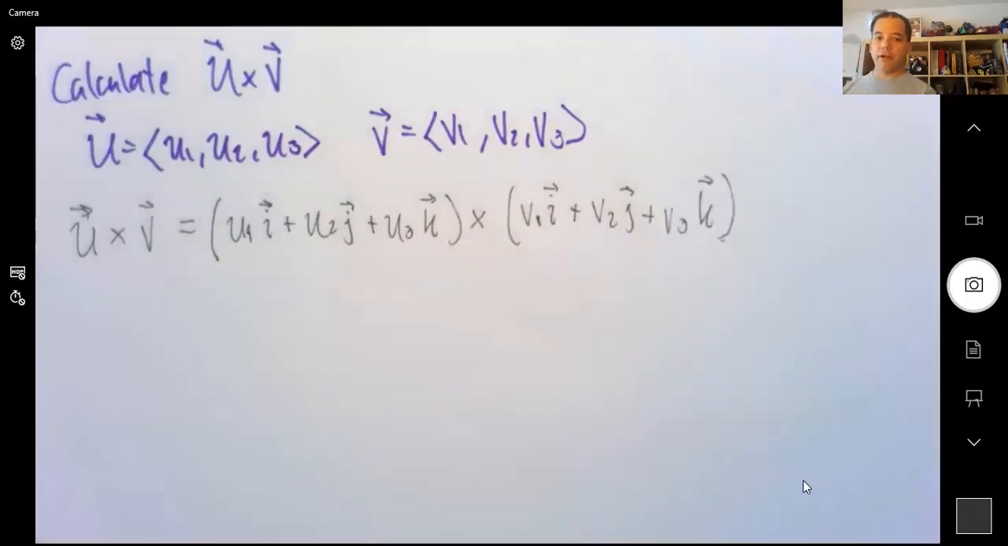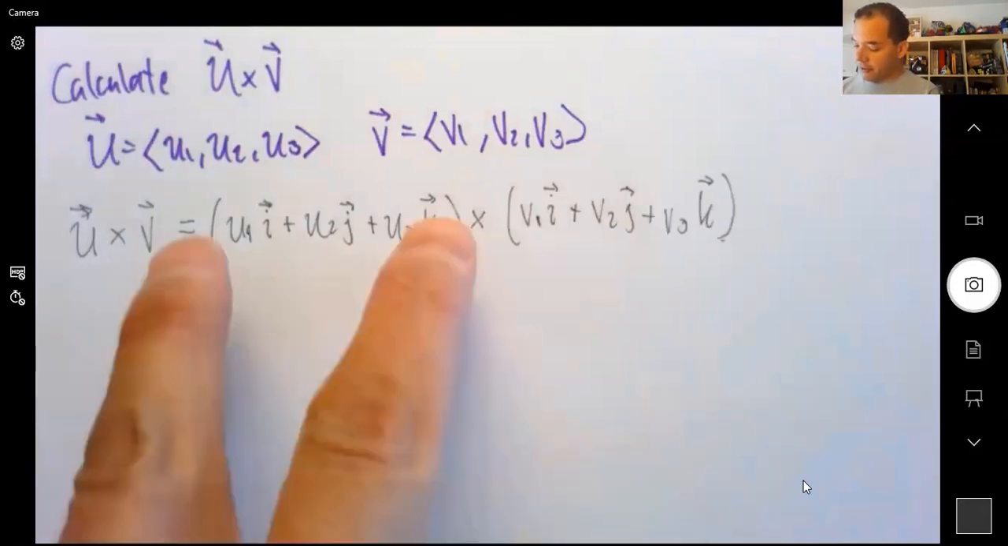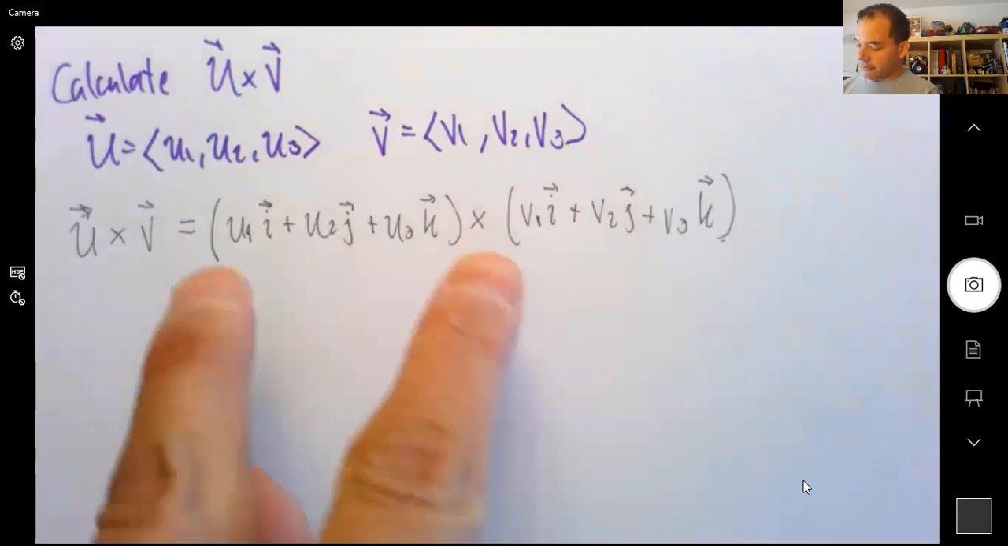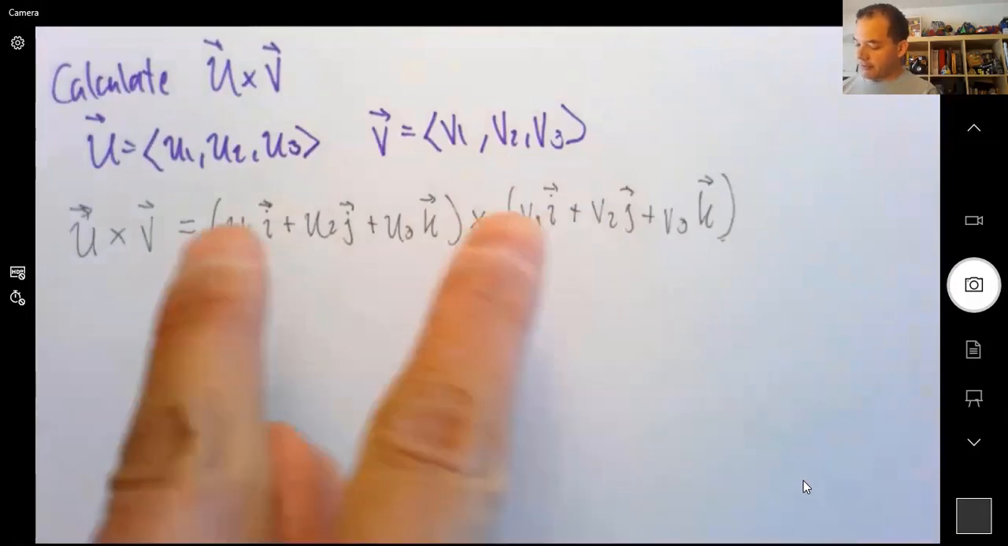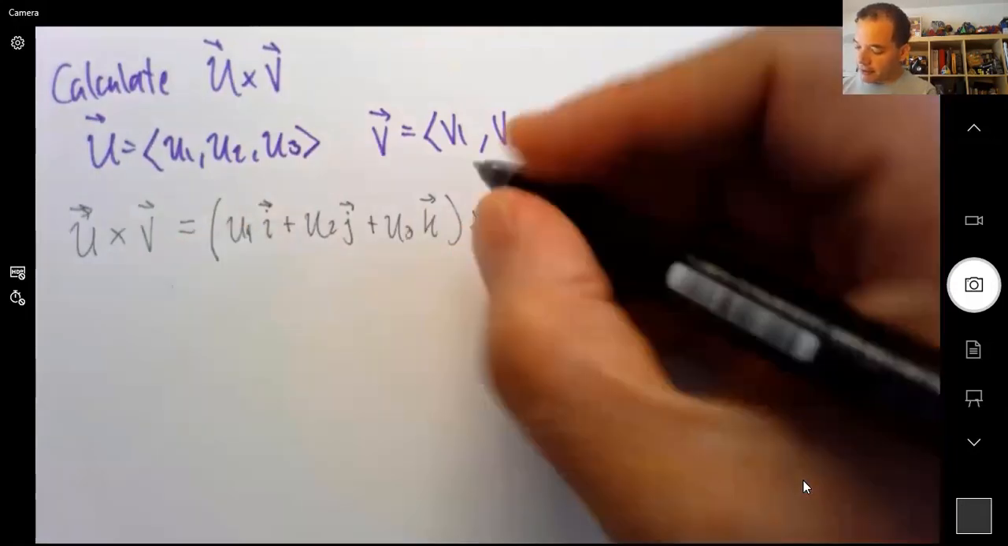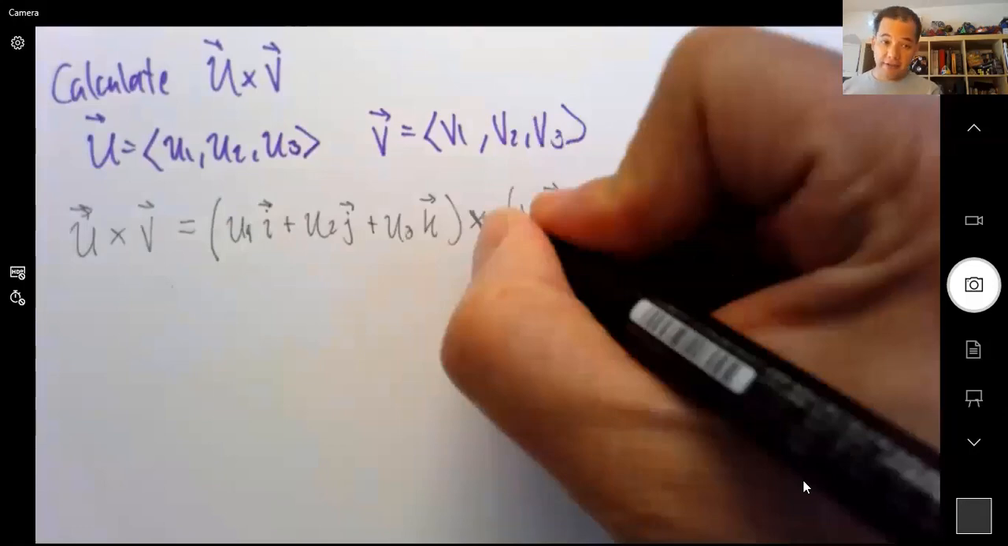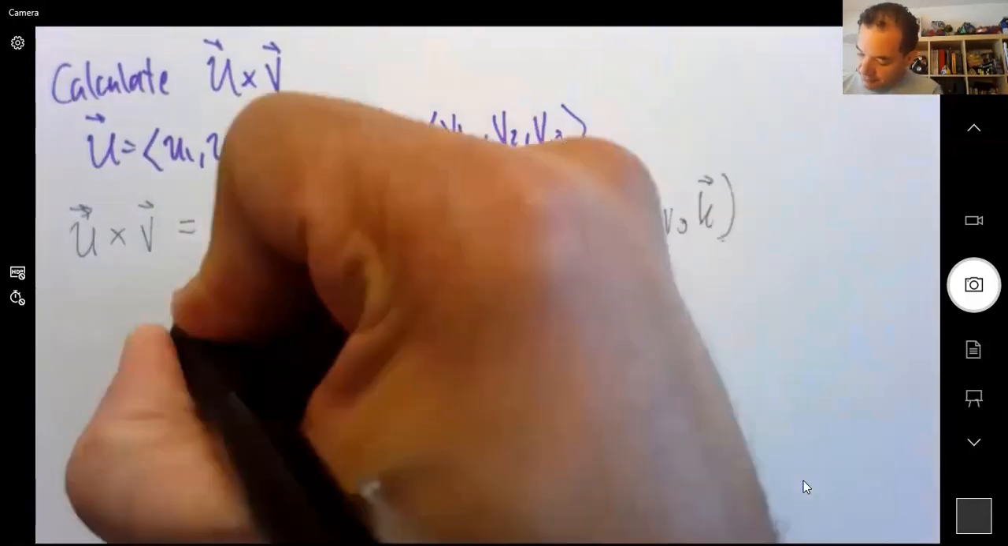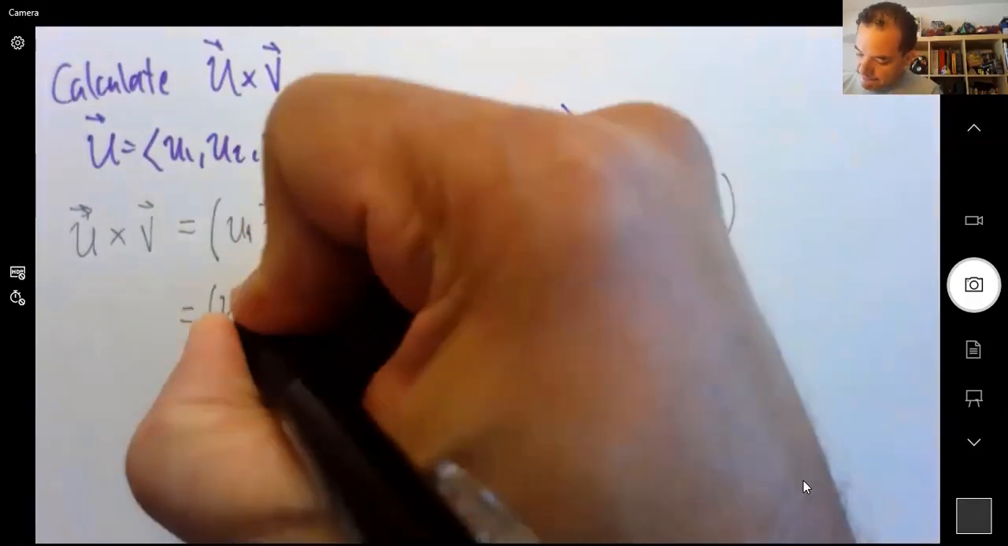That's step number 1. Step number 2 is we're going to use the distributive property. So we're going to do this cross the first, plus this cross the second, plus this cross the third one, like foiling it. So it will be this one.